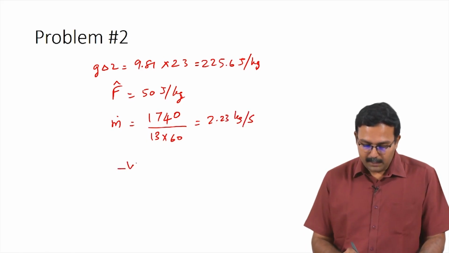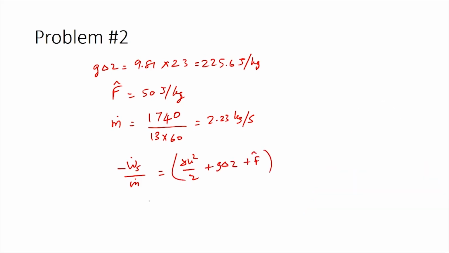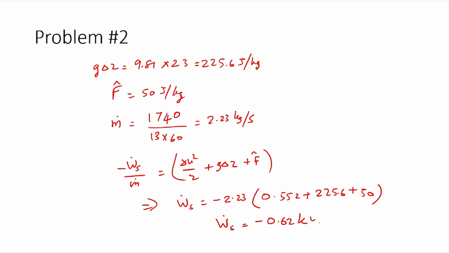The equation would be minus Ẇs divided by ṁ is equal to Δu² by 2 plus gΔZ plus F cap. So, this would mean Ẇs would be equal to minus 2.23 times 0.552 plus 225.6 plus 50, giving a value for Ẇs as minus 0.62 kilowatts. So, the shaft work which would be delivered by the pump would be 0.62 kilowatts.